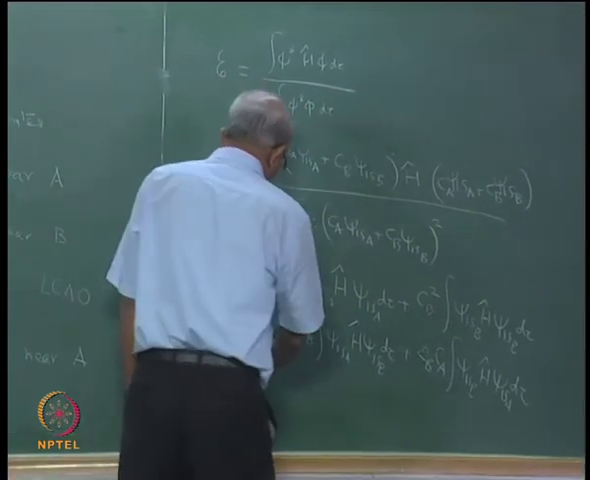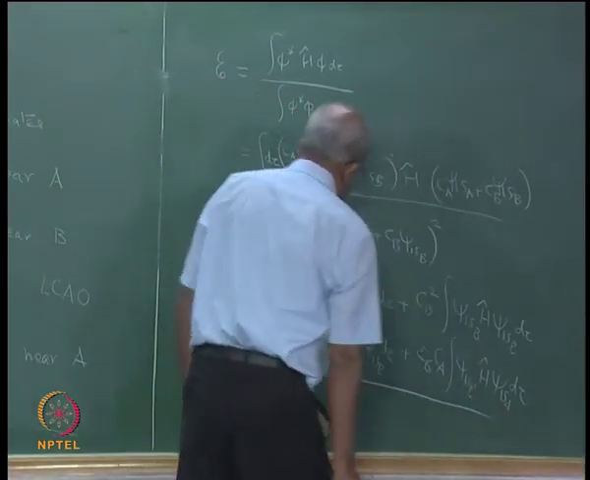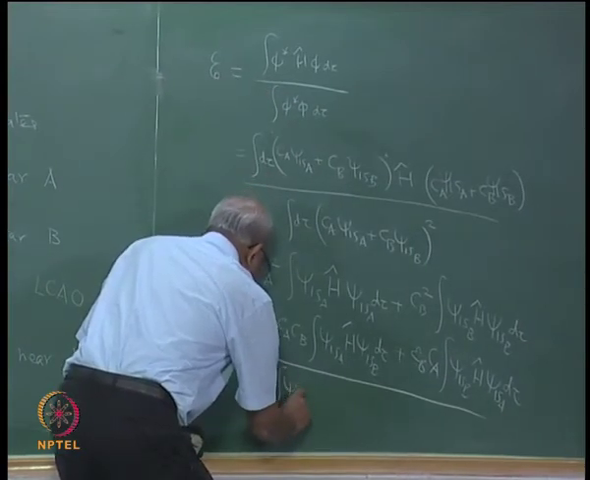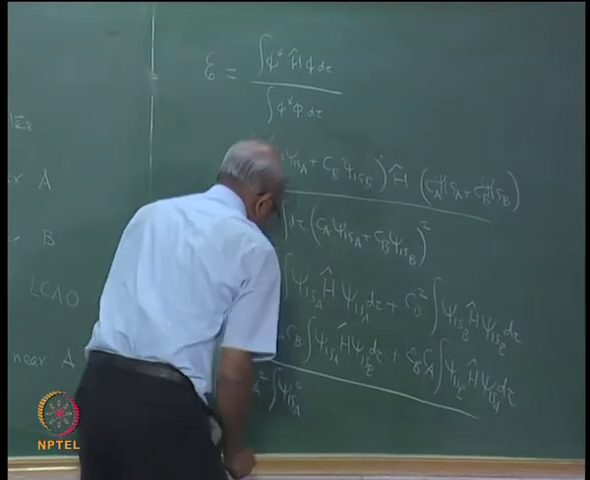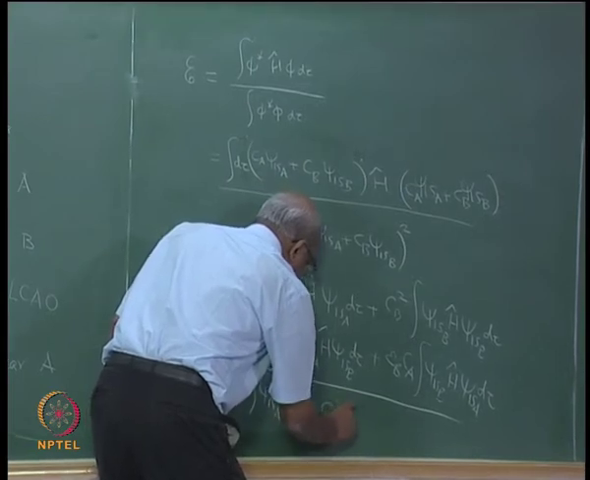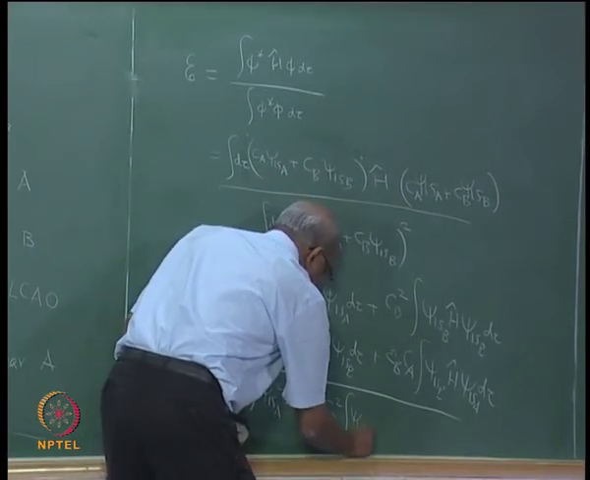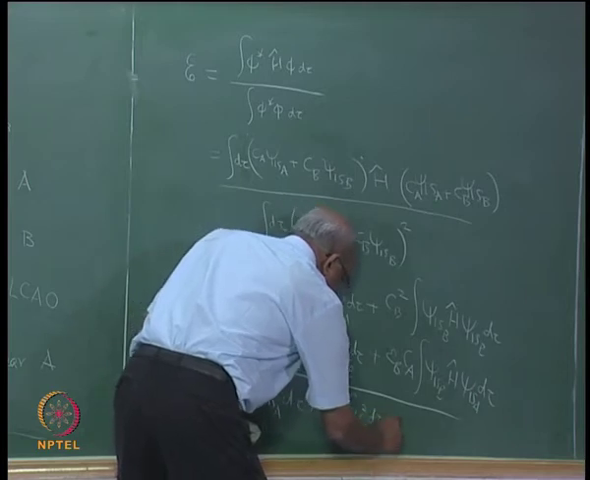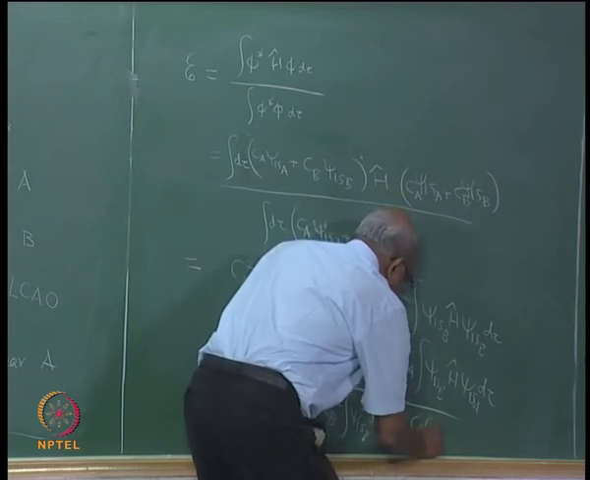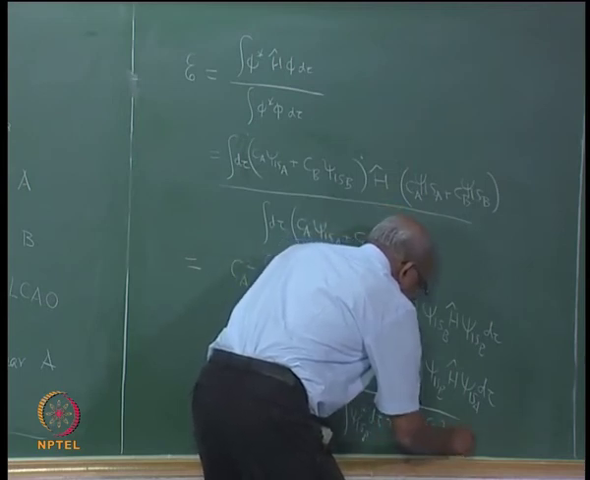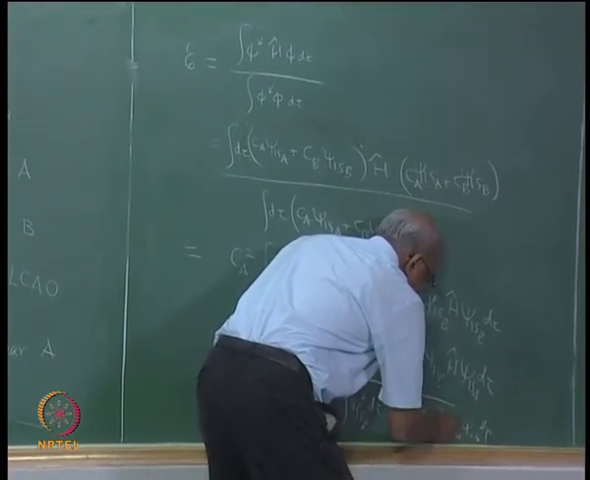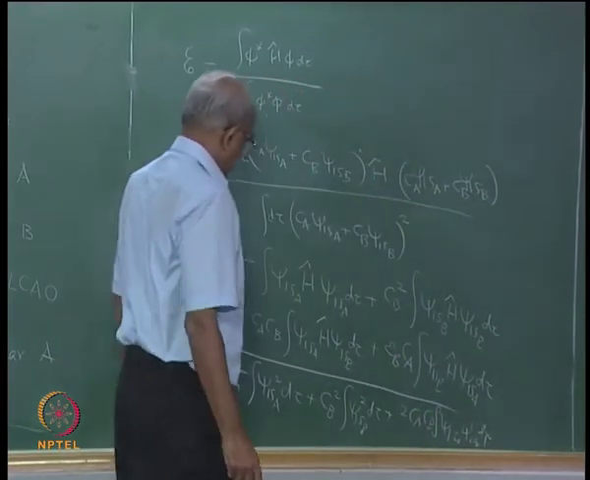So, that is the numerator, and the denominator is fairly simple: Ca square integral psi 1s a square d tau plus Cb square integral psi 1s b square d tau, plus if you just square this you are going to get 2 times Ca Cb psi 1s a psi 1s b. It is difficult to write it here, I will write it better later.